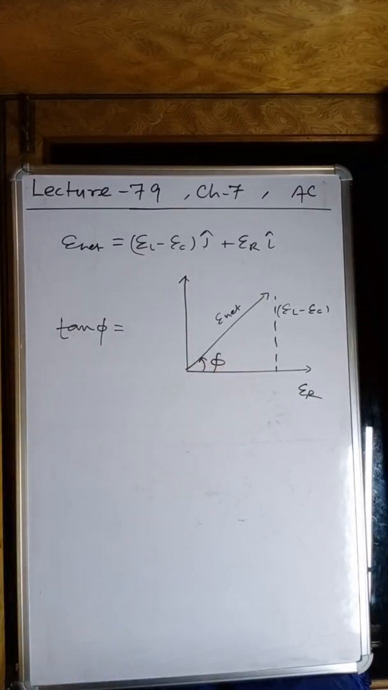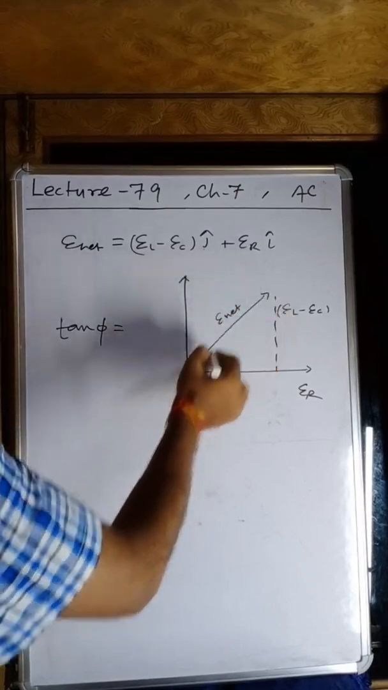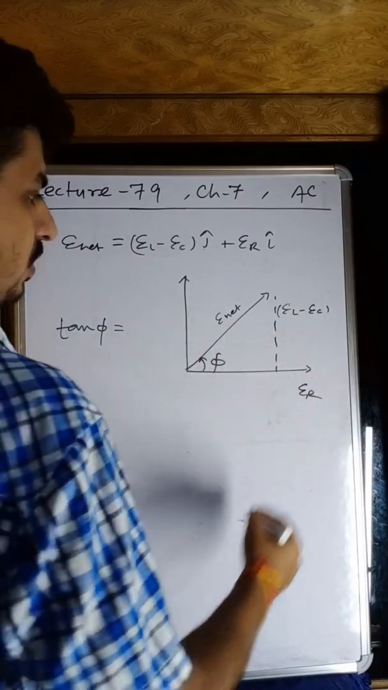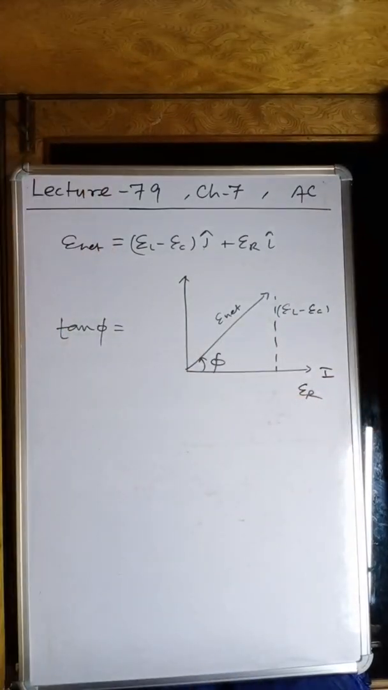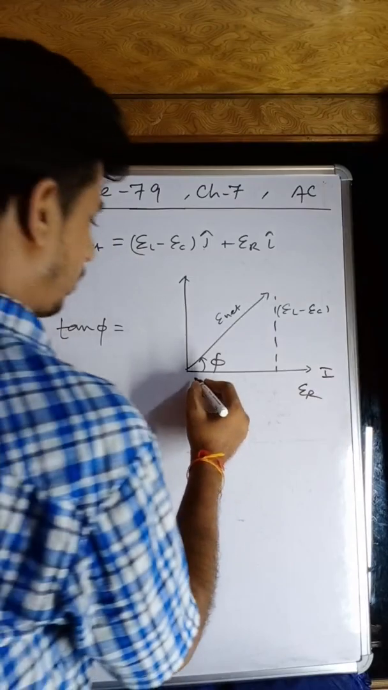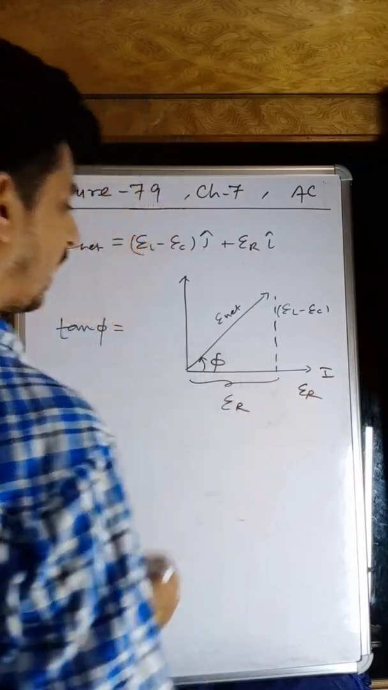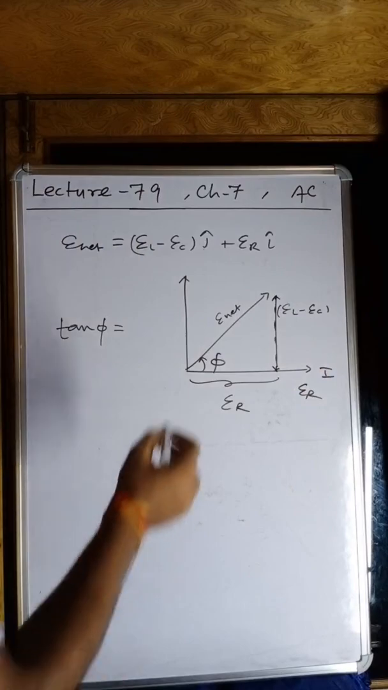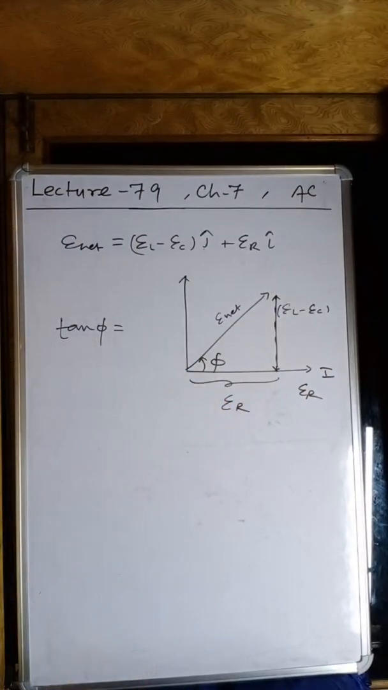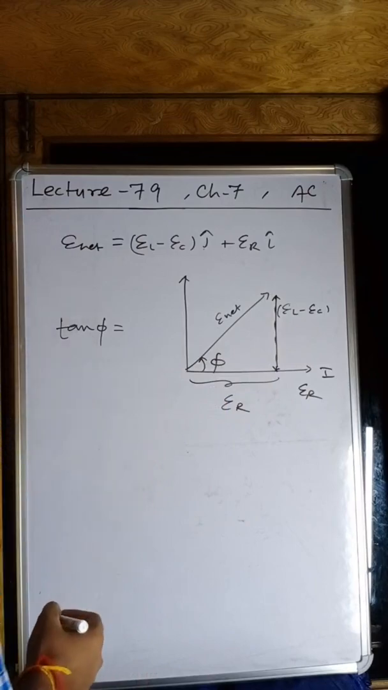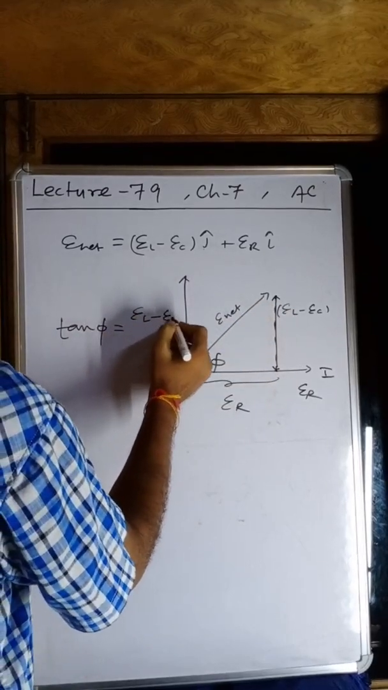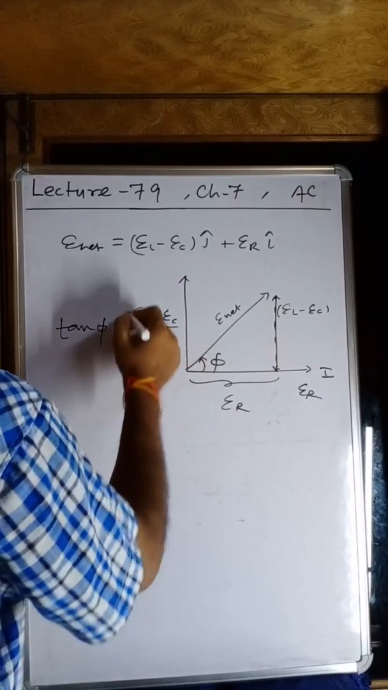this is phi. Remember, this is the net voltage of the LCR series circuit, and this is the current, or you can write the voltage across the resistor. This particular value will give you the ER, this one is EL minus EC, and this one is E net. So tan phi equals perpendicular over base, it is EL minus EC divided by ER. Am I right?